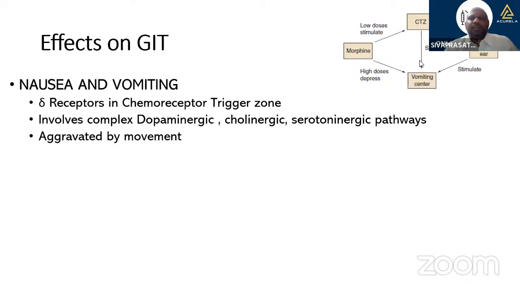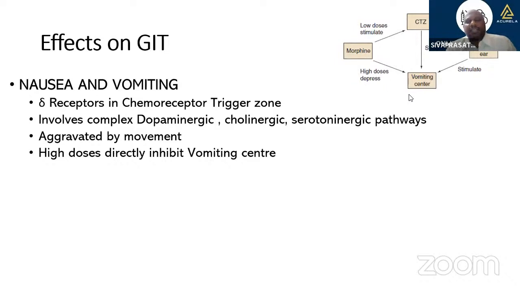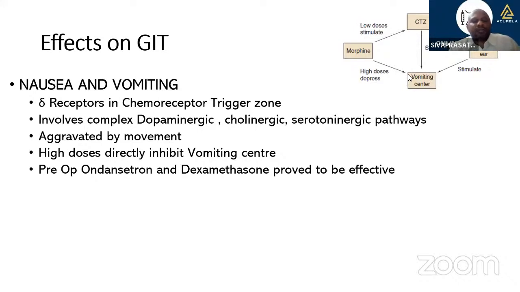It is also aggravated by movement. The inputs from the middle ear come. And if you have given an opioid anesthetic to the patient and you move this patient here and there, he'll start to vomit more. And the other interesting thing is that high doses of these opioids themselves inhibit the vomiting center. That is why when we give a very high amount of fentanyl, vomiting is depressed also. Preoperative ondansetron and dexamethasone have been shown to be effective, but not completely.